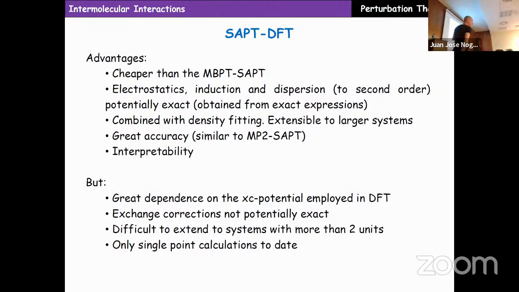The advantage is that it is cheaper than many-body perturbation theory, so MP2, for example. The asymptotic induction and dispersion to second order are potentially exact. Why are they potentially exact? Because they are obtained from exact expressions. But what is the problem? My functional is not exact. But if I have the exact functional, the exact exchange correlation potential, I will obtain the exact induction and dispersion.